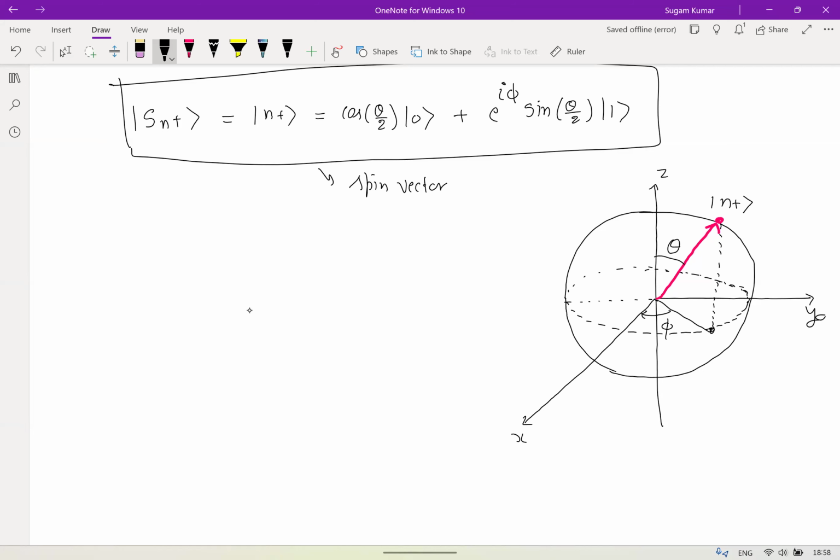So any spin vector I can represent with this vector n plus. And this is what is called the Bloch sphere. This is, I can say, a way of representing a spin state in spherical coordinates.